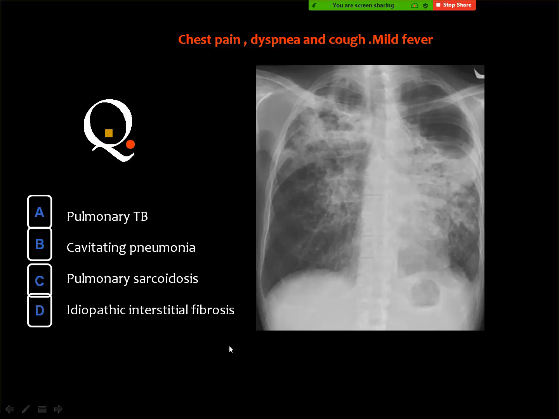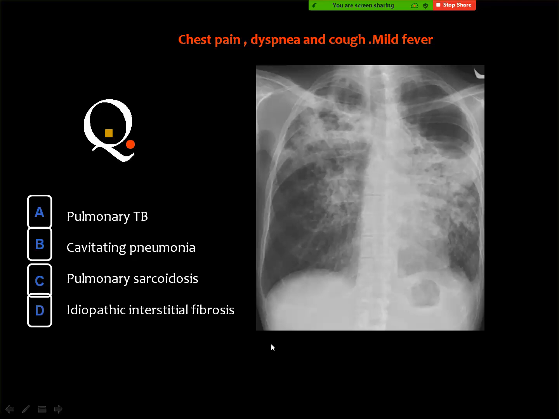And these are the possibilities: TB, cavitating pneumonia, sarcoid, idiopathic interstitial fibrosis. B. This one. Sarcoidosis. Cavitating pneumonia or sarcoidosis. Sarcoidosis. Okay. Not sure. Reticular upper distribution. Then I intentionally projected this case because we are now not taking TB into our consideration.